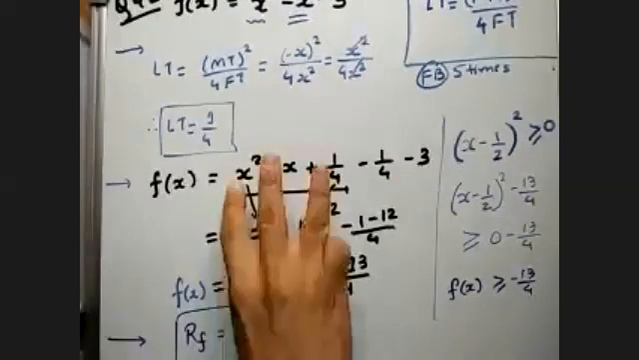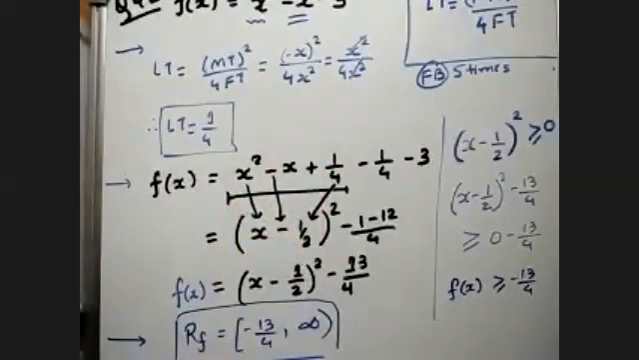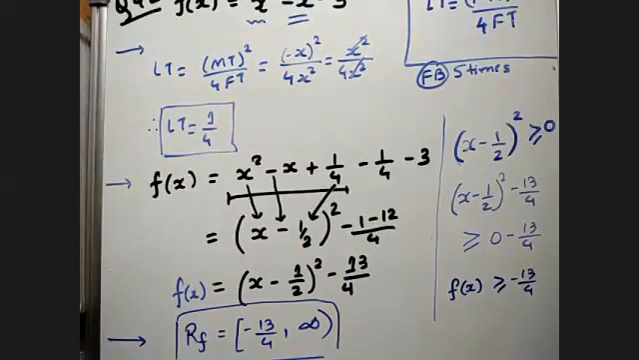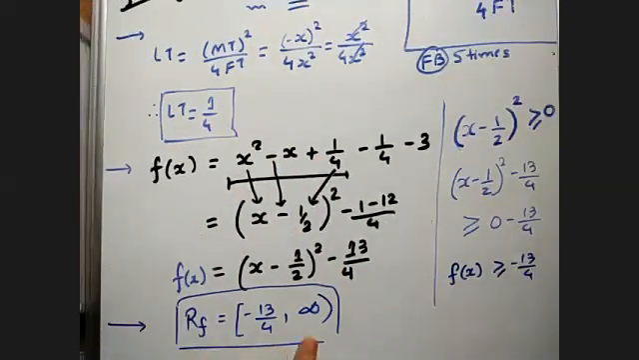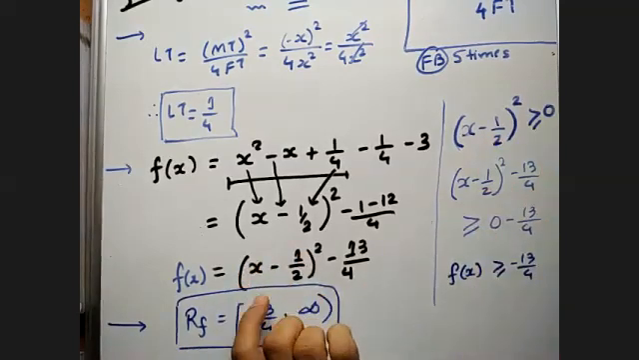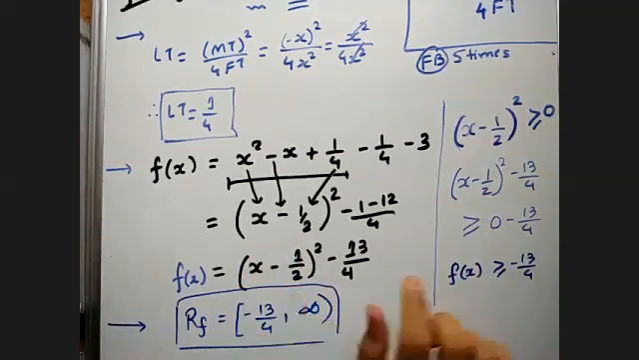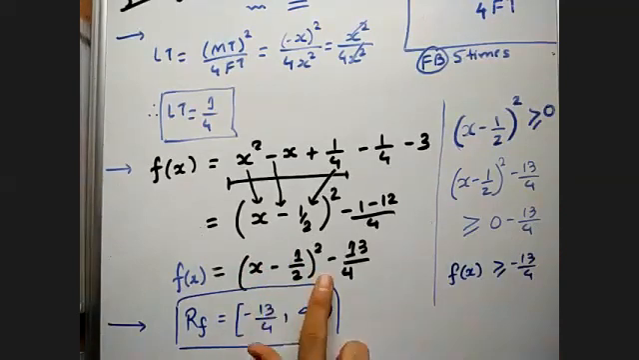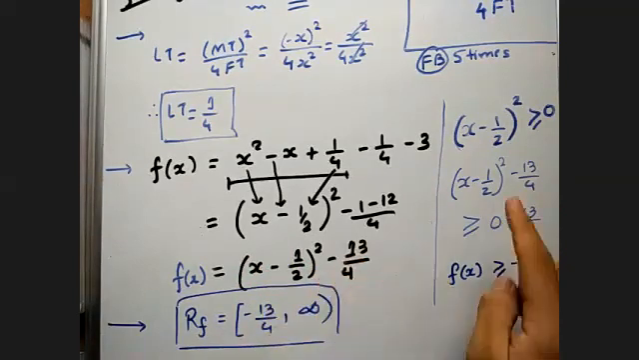So here it will be (x minus half) whole square minus 1 minus 12 by 4, that is minus 13 by 4. So your range of f will be... to find the range of f, we'll simplify over here. We know that any whole square is always greater than or equal to 0. So I have to find the value of it minus 13 by 4. So I'll add minus 13 by 4 to both the sides, and my function will be greater than or equal to minus 13 by 4.